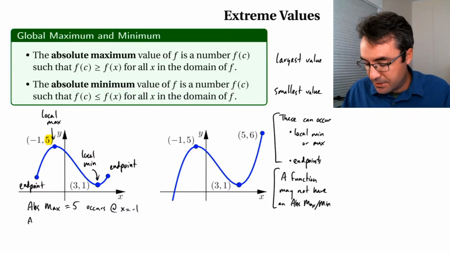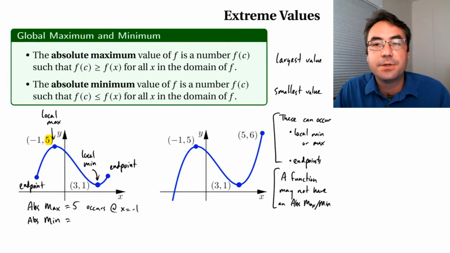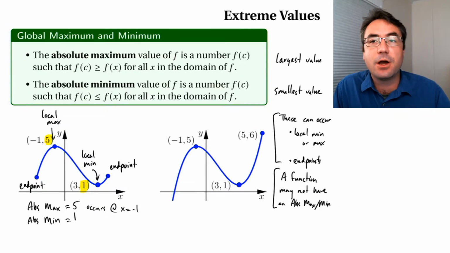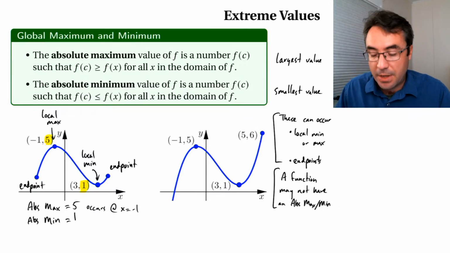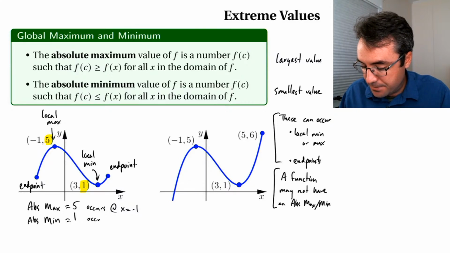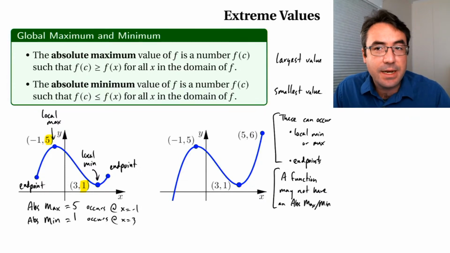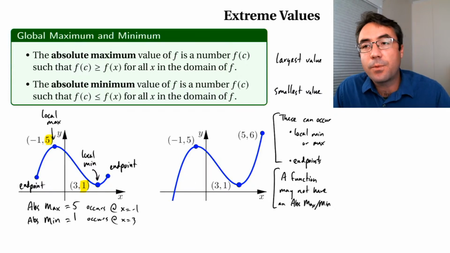Then absolute min, let's look on our graph. This is the absolute lowest point on our graph. So we see that it happens at x equals 3, and the value there is 1. So our absolute min value, the lowest we ever go, is 1. And this occurs at x equals 3. So that first graph on the left has both an absolute max and an absolute min. Now let's look at the one on the right there.